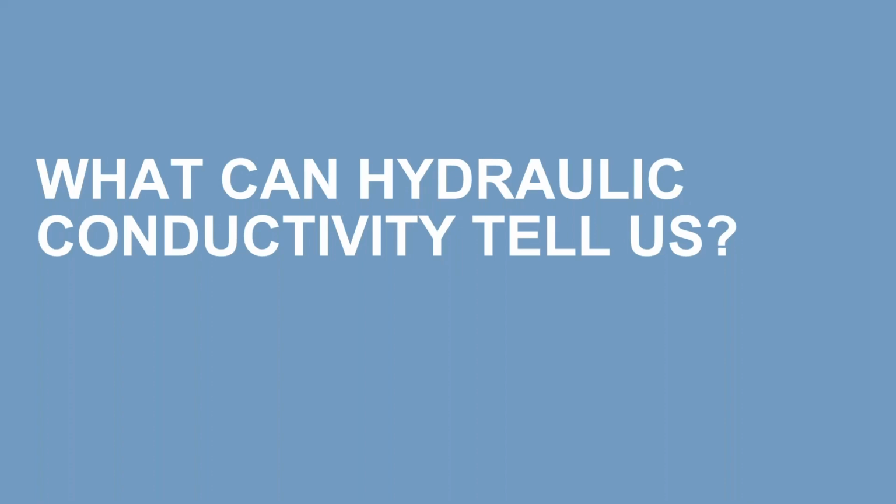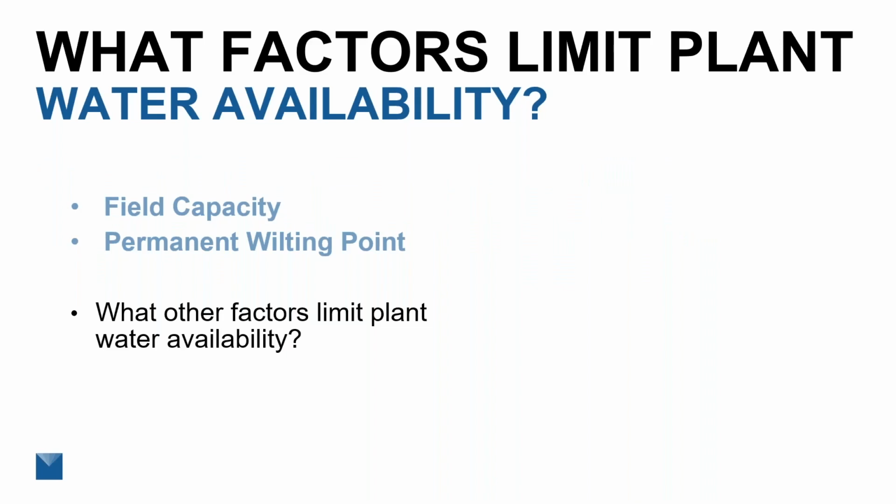So what can hydraulic conductivity tell us? I'm going to bring back up this example of water availability. When we're thinking of water availability, we typically think about field capacity and permanent wilting point. But are these the two main factors that really limit water availability, or are there other things that can impact the availability of water to plants?